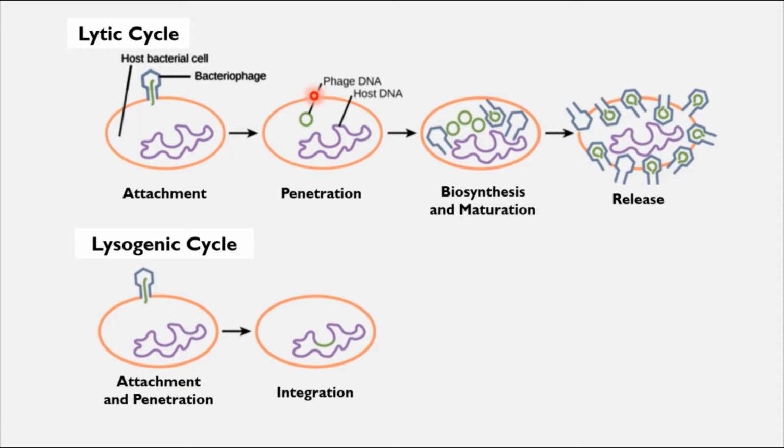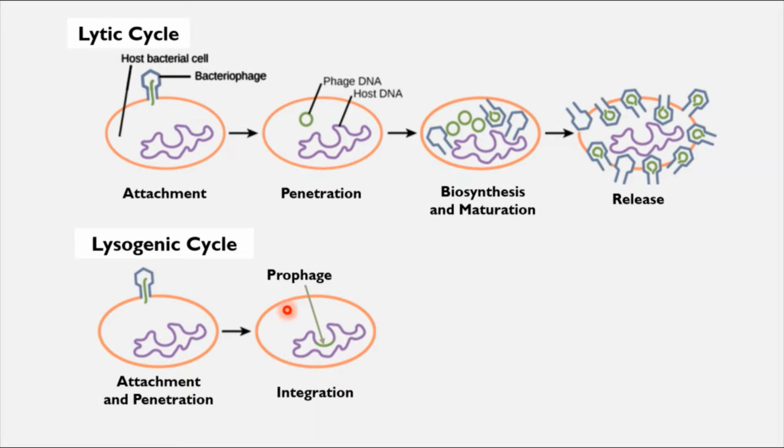Integration is where the viral DNA will actually merge with and become part of the bacterial cell's chromosome. So as we can see, this little fragment of green DNA in here, that represents the viral DNA that has merged with the bacterial DNA. So in this sense, phages that perform the lysogenic cycle are sneaky. They will sneak their DNA into the bacterial cell chromosome, and in doing so, they create what's called the prophage.